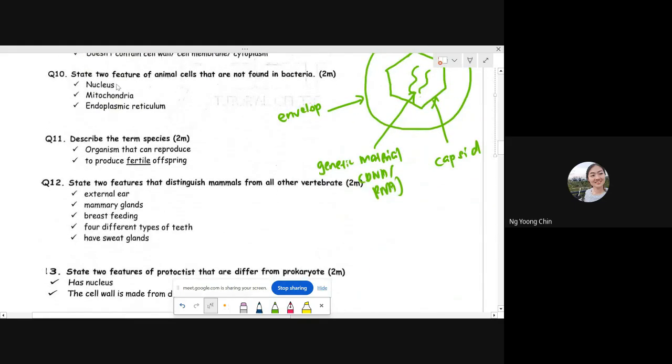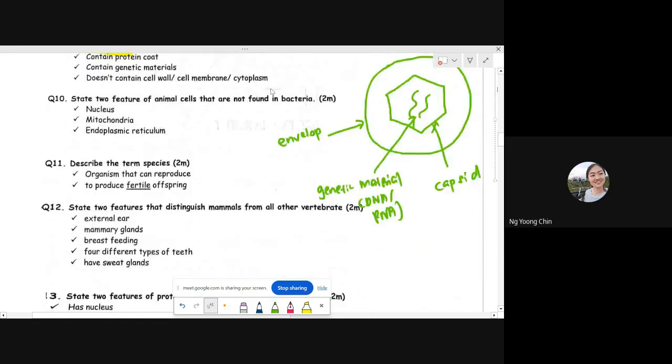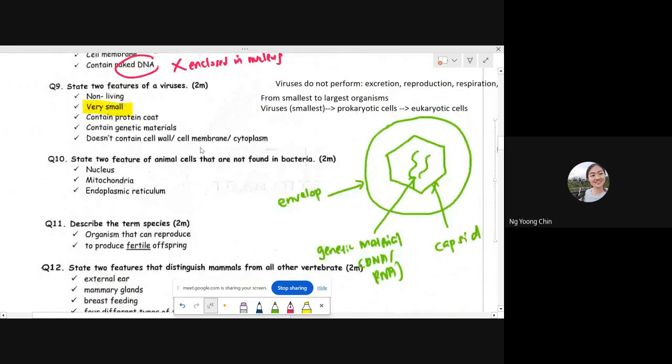And then, state a true feature of the animal cell that is not found in the bacteria. See, they're asking again about the difference between the eukaryotic cell and the prokaryotic cell. So whenever you see the answer writing animal cell, they are referring to the eukaryotic cell, but they just indirectly tell you it is the eukaryotic cell. So bacteria don't have the nucleus, mitochondria, and endoplasmic reticulum.